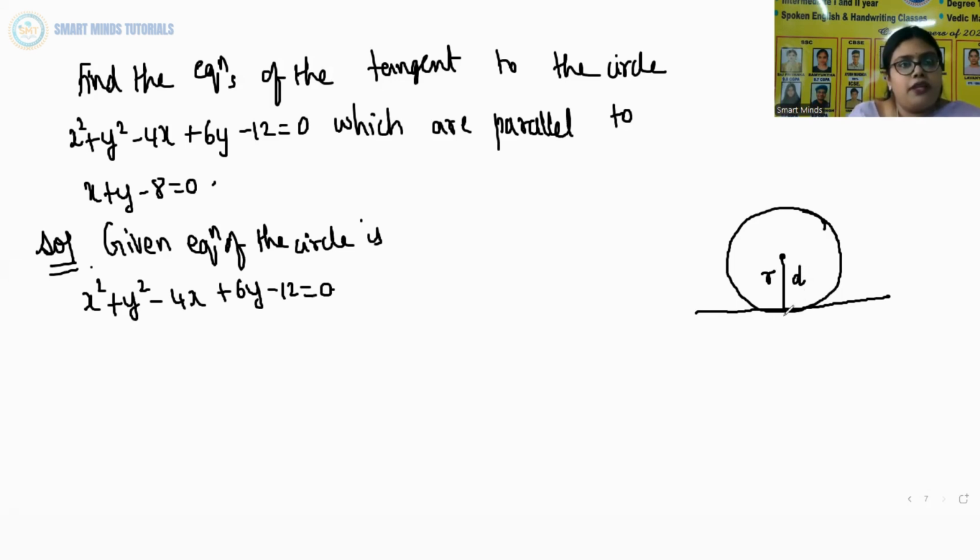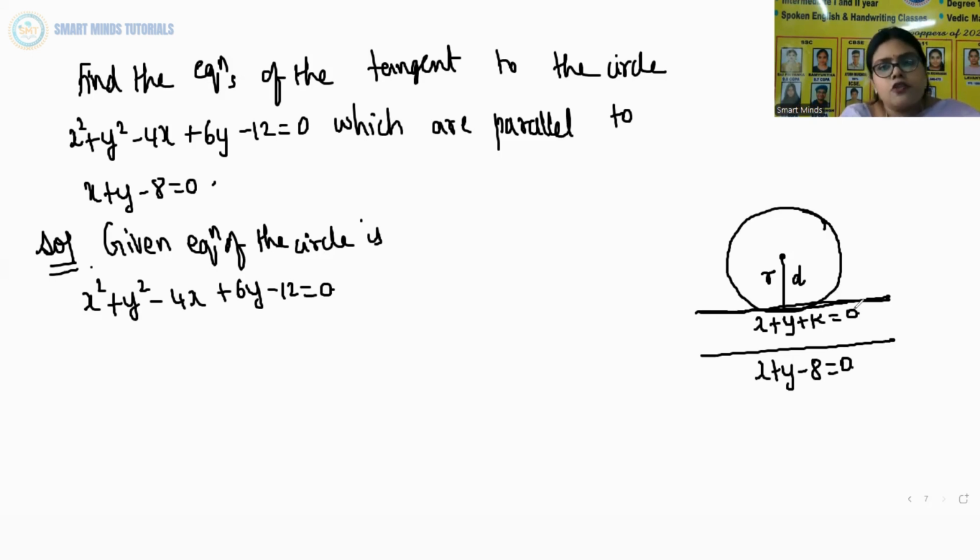Now we need to find the equation of the tangent which is parallel to this line. There is a line which is given as x plus y minus 8 is equal to 0. Now whenever there is a line which is parallel to some line, its x and y coefficients will be the same, only the constant changes. So what is the equation of this line? x plus y plus some k. We don't know what that constant is. So parallel lines only differ by a constant. The x and y terms will be the same.